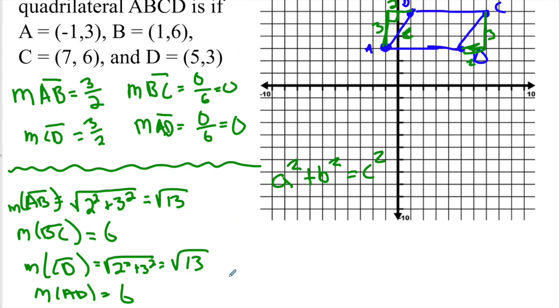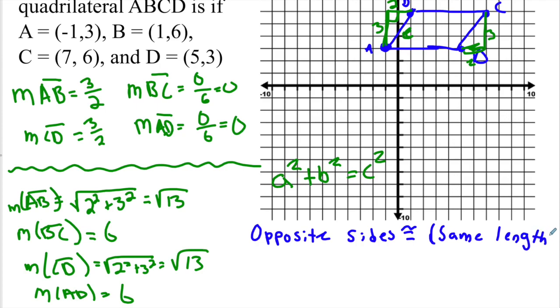First of all, we say opposite sides are congruent. Okay? And I want you to explain why. Why are the opposite sides congruent? Okay, because they've got the same length. Okay, if you said distance, that's also okay.